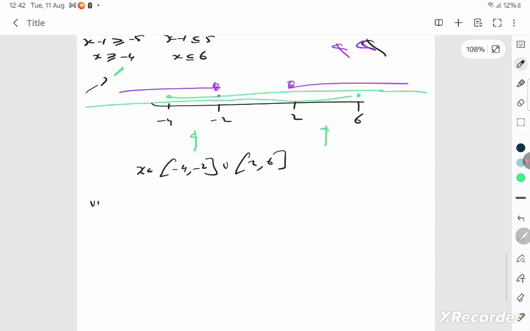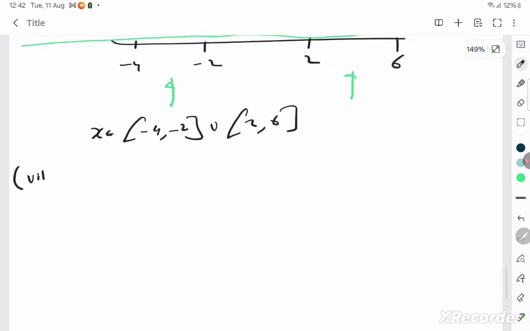Are you clear? Let's go to the 7th question. The 7th question is very complicated: mod of x minus 2 plus 1 by mod of x minus 2 minus 1, minus 1 minus 2, is lesser than or equal to 0. So this is the question.